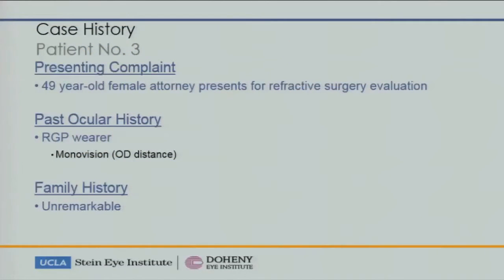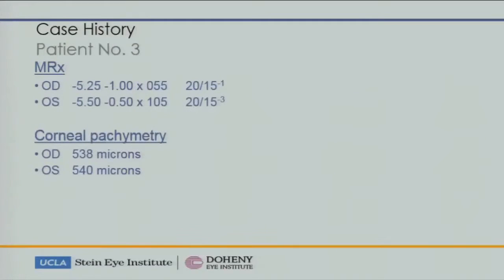Third case, 39-year-old female attorney. You know where this is going. Presented for a refractive surgery evaluation, and she's not a friendly attorney. RGP wearer, she's wearing monovision, right eye for distance, family history unremarkable. On examination, sort of a moderate myopia, low astigmatism, pachymetry normal in each eye. On slit lamp examination, the only thing of interest was this little change here in the corneal endothelium, a band in the endothelium that looked reminiscent of posterior polymorphous corneal dystrophy.